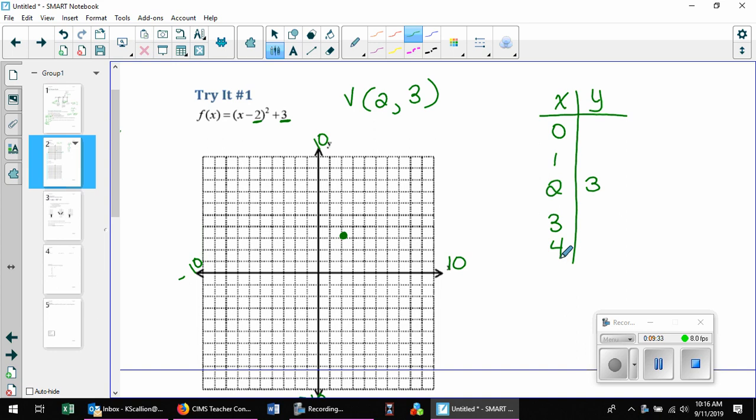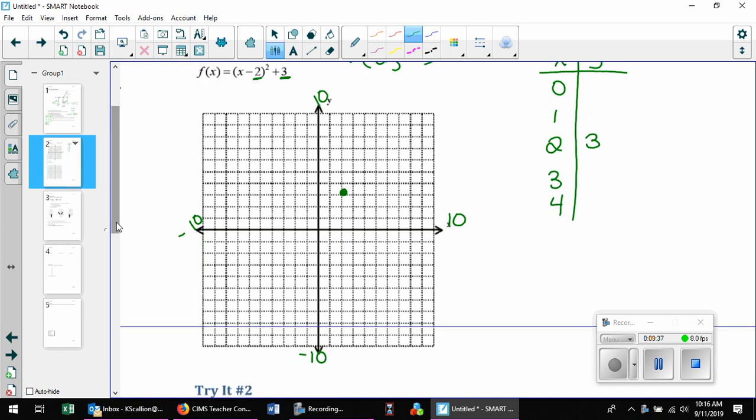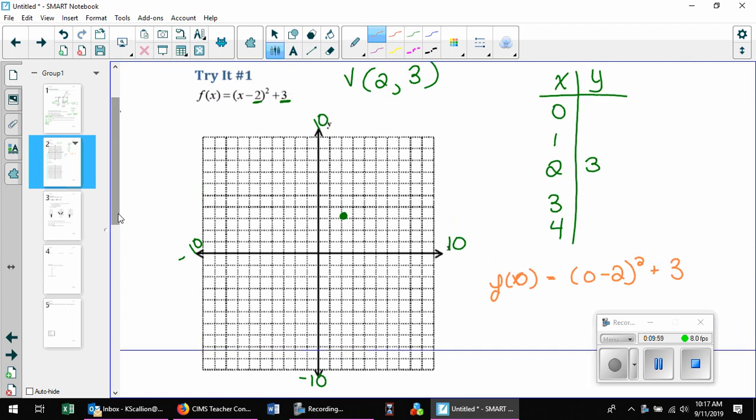All right, so now using my equation, I'm going to substitute them into my table of values. My first one is f of 0 is equal to 0 minus 2 squared plus 3. So what is that? Negative 2 squared is 4 plus 3, 7. If I put a 1 in here, 4. If I put a 3 in here, if I put a 4 in here, it should be the same on both sides.